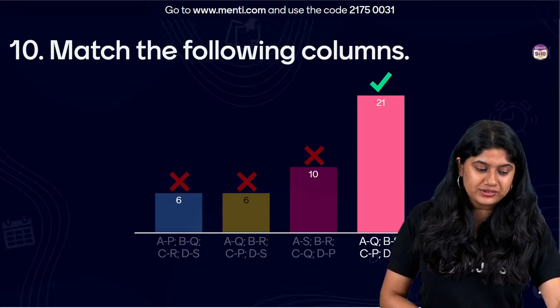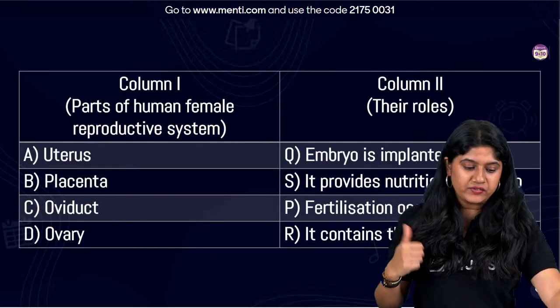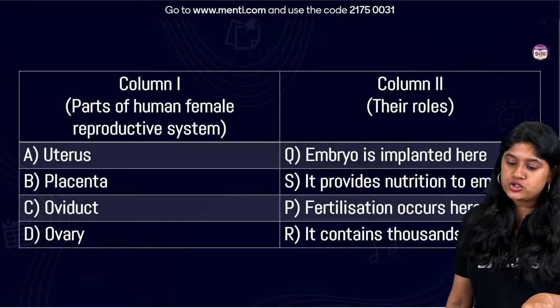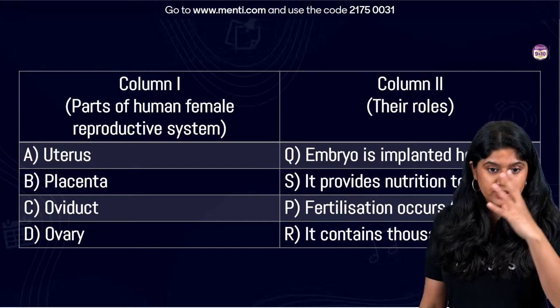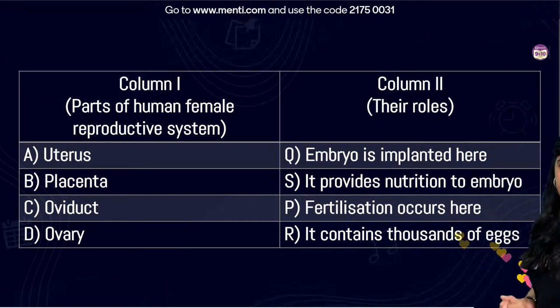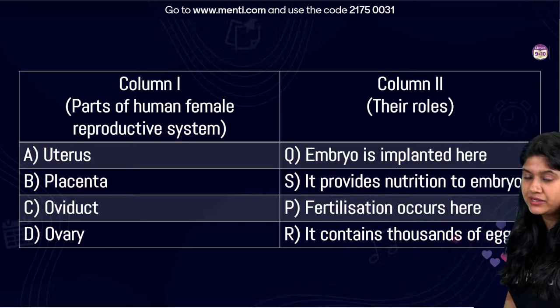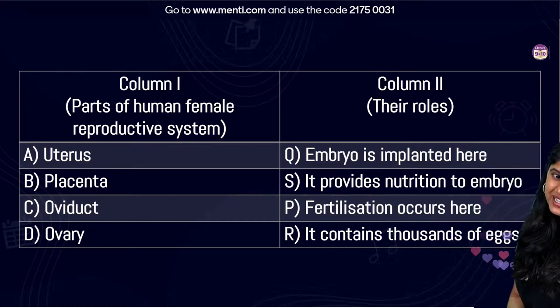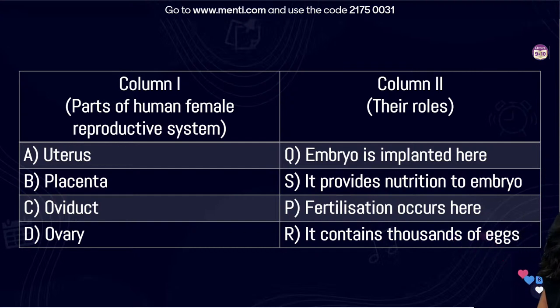So that was the question, and over here we have the answer. Uterus: the embryo is getting implanted over here. It will get moved to the uterus and it will get implanted there, and the growth will happen. Placenta will be providing the nutrition to the embryo. Oviduct: fertilization occurs here. Ovary: it contains thousands of eggs.